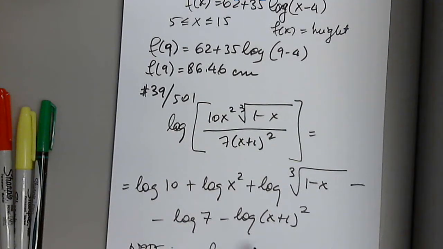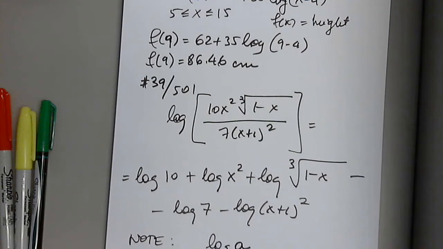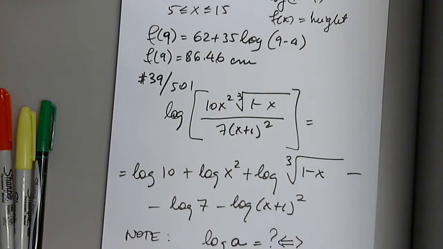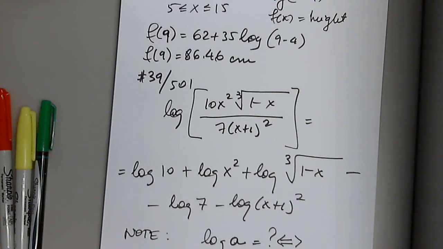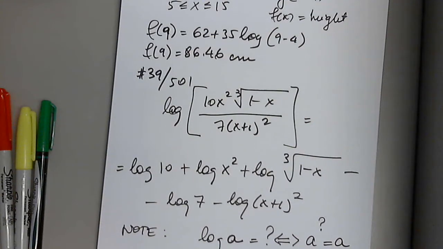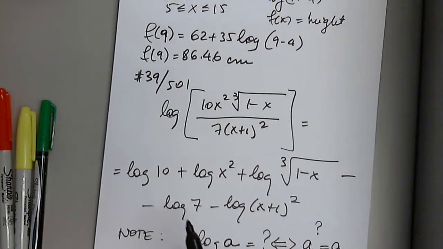Log base A of A, log base 9 of 9, base 1 half of 1 half, 10 of 10, e of e, in other words. Any base but the same. This and this are the same. These two are the same. X is unknown. Let's change this into an exponential equation. A from the base, counterclockwise. A raised to which number is A? What could the power be? 1.